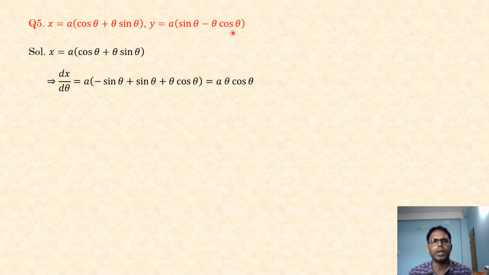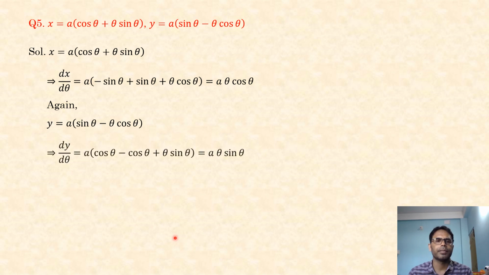Similarly, you take the second equation. So again y is equal to a into sin theta minus theta cos theta. So dy/d theta is equal to a remaining same, is a constant number, and sin theta derivative is cos theta, and minus is there already, theta cos theta derivative, again product function, so theta is 1, cos theta remaining same. Then cos theta derivative is minus sin theta, so it is minus, but with this minus when multiplied it becomes plus. I have written it, you can see it once.